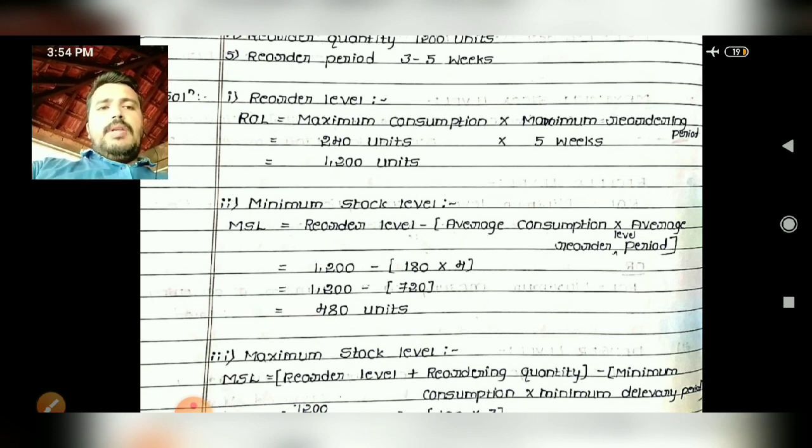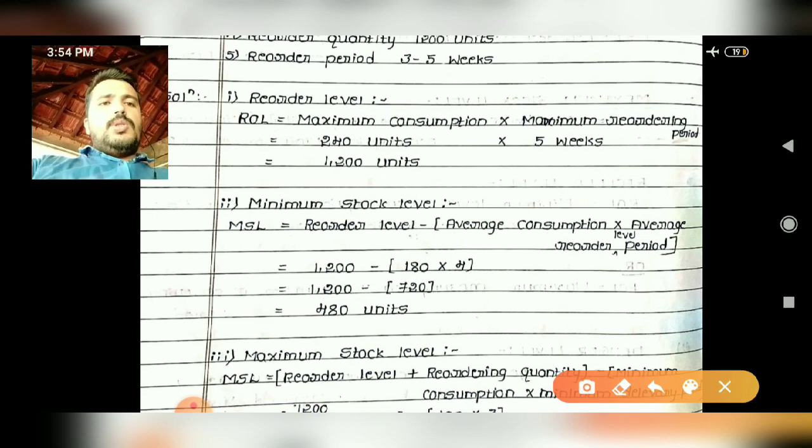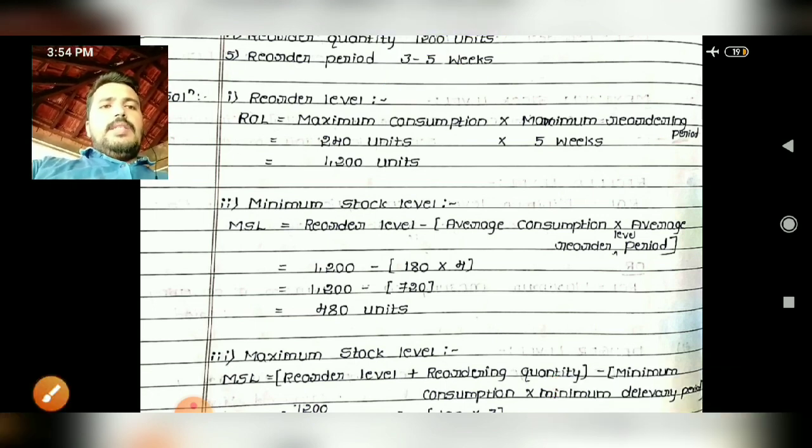Average reorder level means the average of the reorder period. The minimum and maximum reorder periods are to be averaged. It is given in the question as 3 to 5, so 3 is the minimum and 5 is the maximum reorder period. So 3 plus 5 divided by 2, you have to average it. By averaging that you will get 4 weeks.